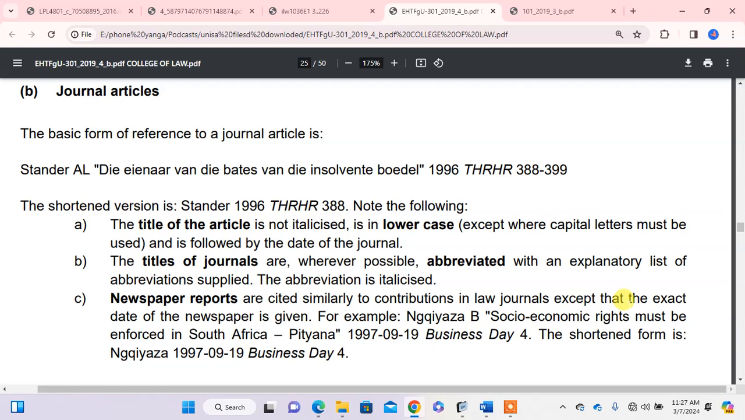Mbaza, the socio-economic rights must be enforced in South Africa. Then the name Bajana 1900, which was published, the date, the Business Day 4. The shortened form is Mbaza 1997. Then they give examples.